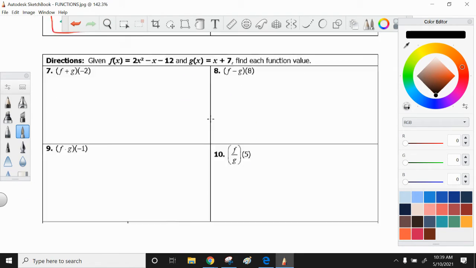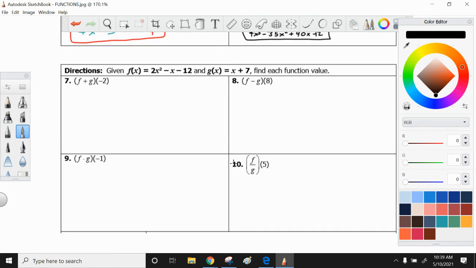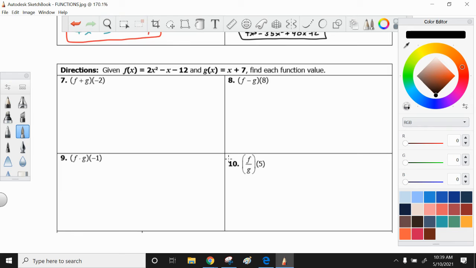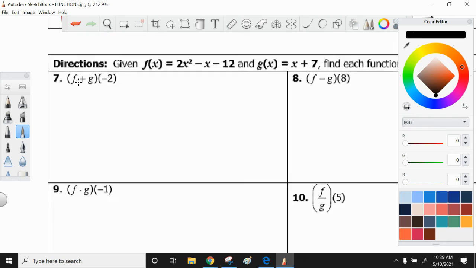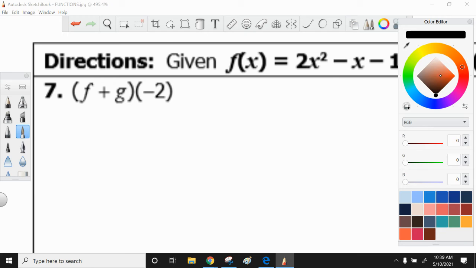Now, on the back of the paper, the only thing left that we're going to talk about is how to do these questions. And these questions also can really confuse students. But they're asking a very easy thing, okay? So what this is saying is normally we have f plus g of x. But the x is replaced with a negative 2. And so what this is saying is do your f plus g and replace the x's with a negative 2.